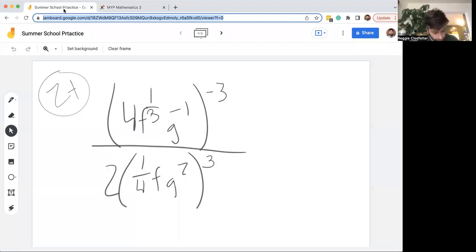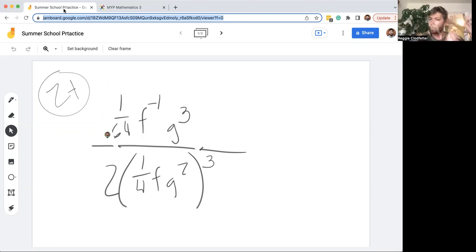So I'll do 4 to the negative third. I'm just going to apply my negative 3 to everything. So that's going to be 1/64. Then I'm going to do f. So I have f to the 1/3 to the -3rd. So power of a power rule, I'm going to multiply them. 1/3 times -3 is -1. And then I have g to the -1st to the -3rd. I'm going to multiply them. -1 times -3 is +3. Okay, so now I've got 1/64 times f to the -1st times g to the 3rd.